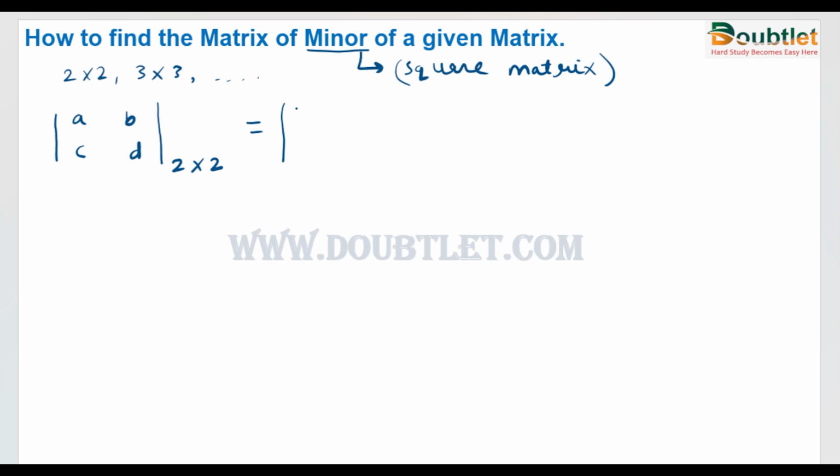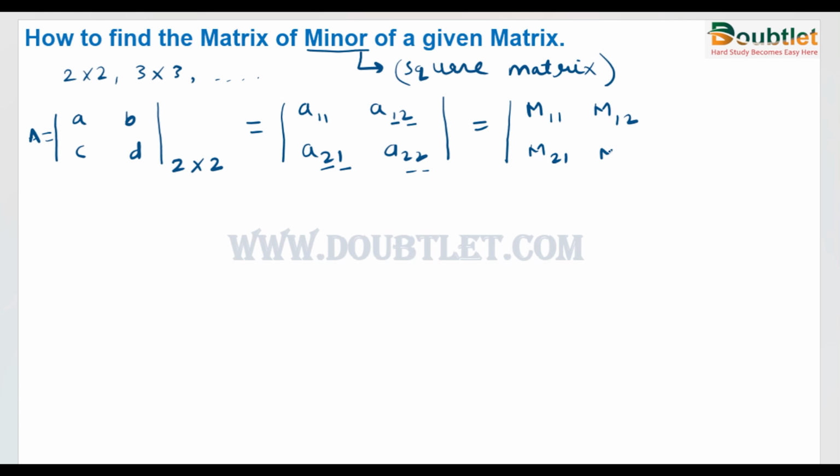So we can write these elements as A11, A12, A21 and A22. And what does it represent? Let's name this matrix as A. So A11 means this is the element of first row and first column. This is the element of first row and second column, second row and first column, and second row and second column. So the minor matrix representing A is M11, this is M12, this is M21 and this is M22.